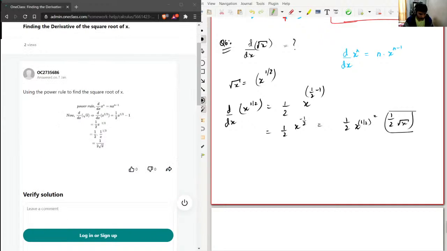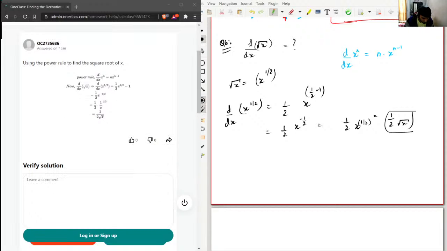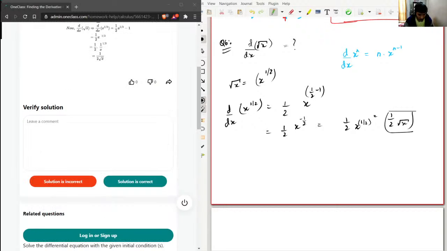Let us cross check with the solution given by Junior Tutor. So using the power rule to find the derivative of the square root of x. So the power rule is d dx. Yeah, so they have gone for the power rule, and they have followed the correct procedure and the answer is correct. So I'll just write correct answer. Good work.